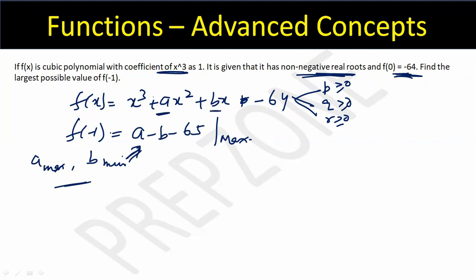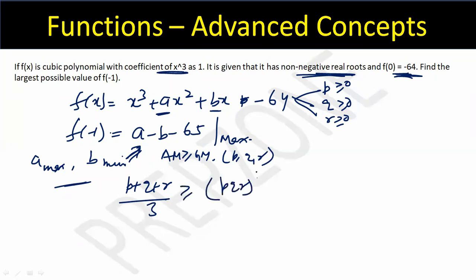So what I would have done is A is the sum of all the roots, right? So I would have said sum of all the roots is P plus Q plus R. Okay, I would have actually applied AM greater than equals to GM on P, Q, R because these are non-negative numbers. I would have said P plus Q plus R by 3 should be greater than equals to PQR to the power 1 by 3. PQR is nothing but the multiplication of the roots, which is minus 64. So this is minus 64 to the power 1 by 3, which is minus 4.